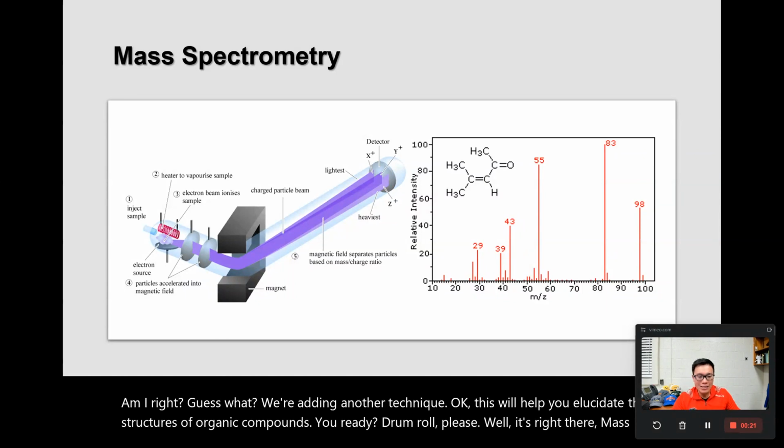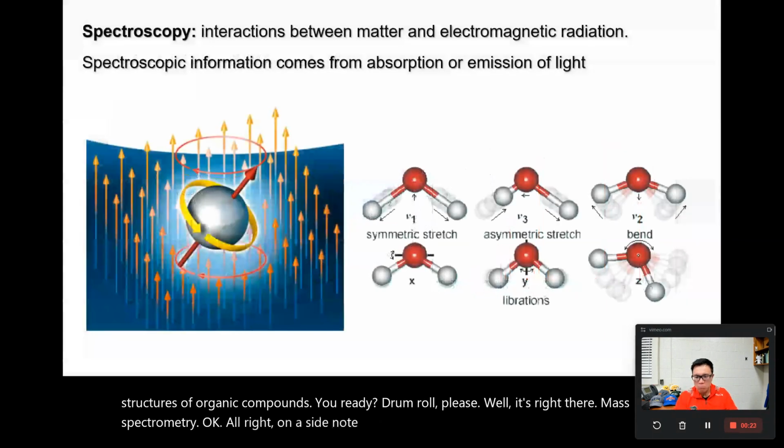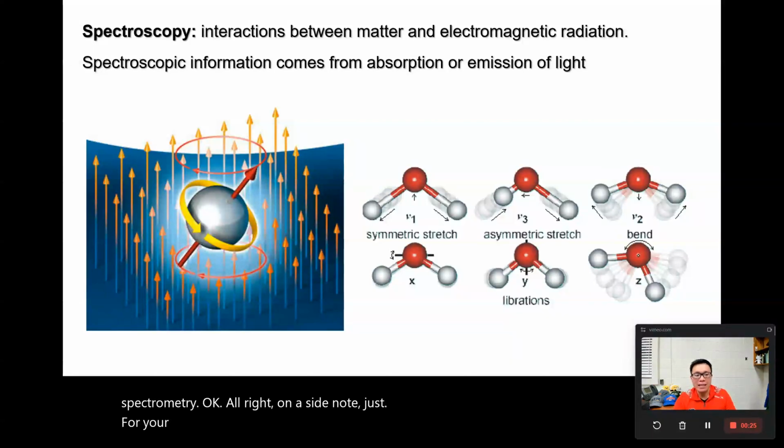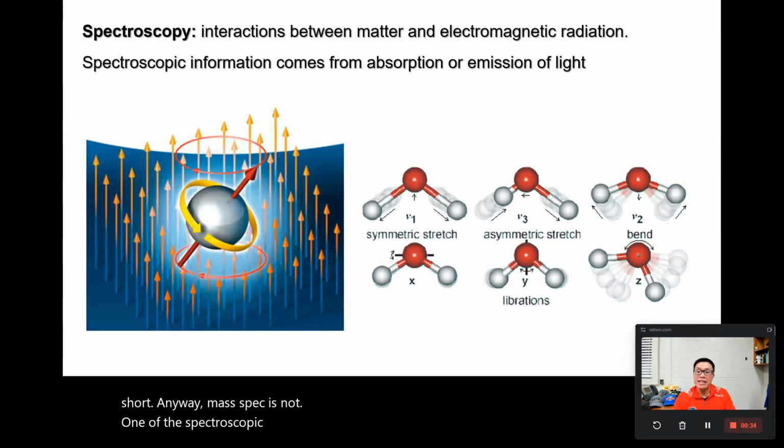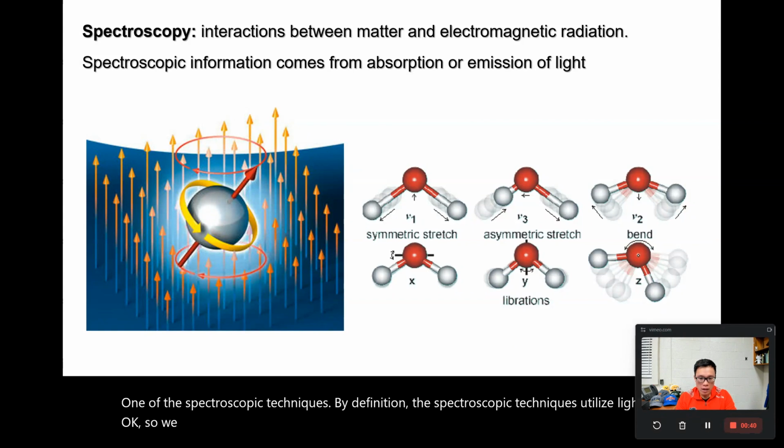On a side note, just for your information, I usually call it mass spec. Some people call it MS, just short. Anyway, mass spec is not one of the spectroscopic techniques. By definition, the spectroscopic techniques utilize light. So we irradiate light to a compound. The compound absorbs light and then emits light that we detect.